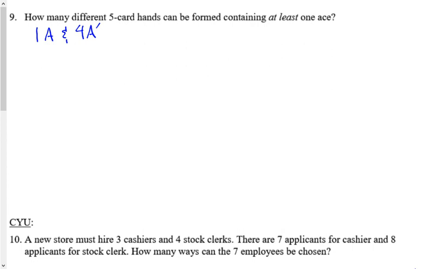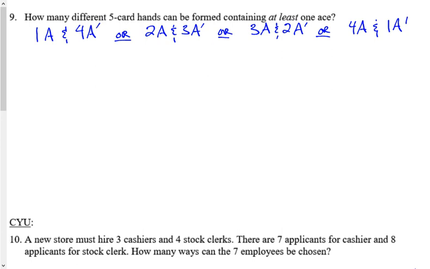So I have 1 ace and 4 non-aces. Or I could have 2 aces, and then I need 3 non-aces. Or I could have 3 aces and 2 non-aces. Or I could have 4 aces and 1 non-ace. And there are only 4 aces in the deck, so that's as far as I can go.